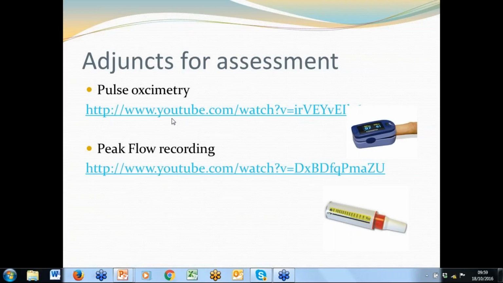Essentially, you have infrared light shone through the finger, and it measures how red the blood cells are. There are things that interfere with that, and one of them would be nail varnish. We looked at peripheral cyanosis. If somebody has very purple, dusky fingers, you're not going to get an accurate reading. But it's a good, quick assessment tool.